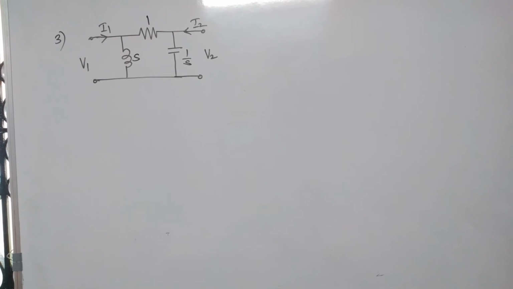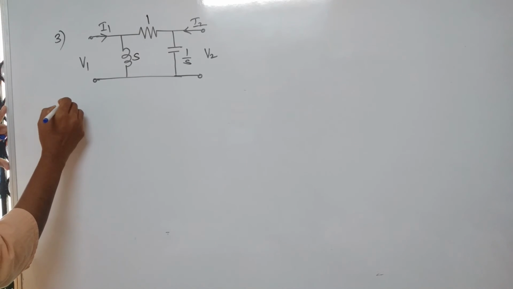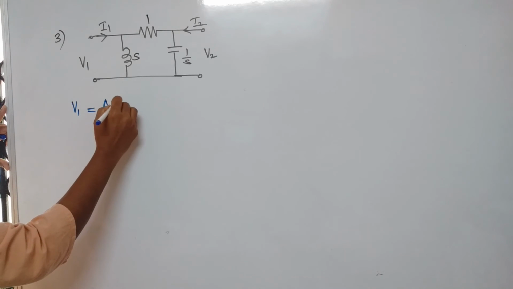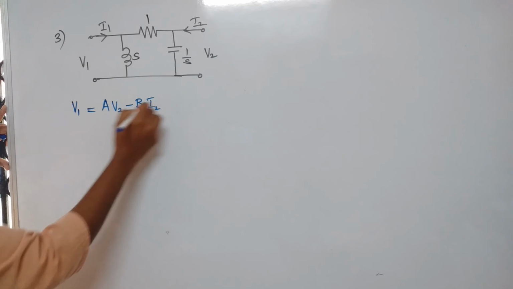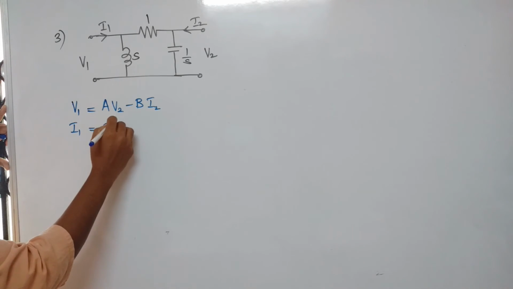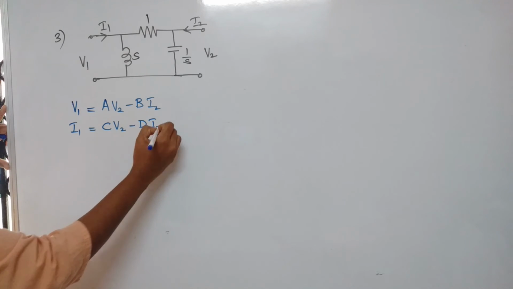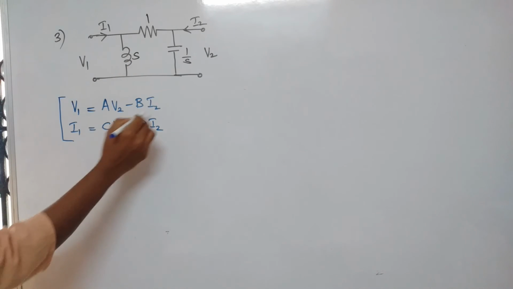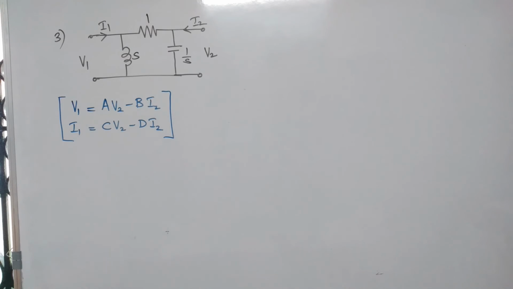Question: determine transmission parameters for the circuit shown. So let's do this also by framing equations and comparing with the describing equation. So the describing equation for T parameter is V1 expressed as function of V2 and I2, I1 also expressed in terms of V2 and I2. So we should frame equations for the given circuit in this format and compare with this to get A, B, C and D.